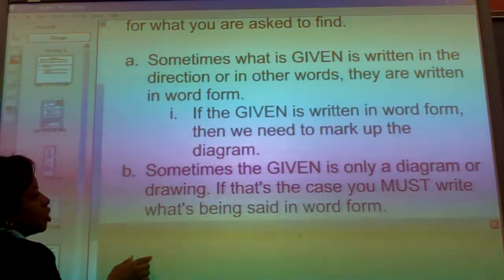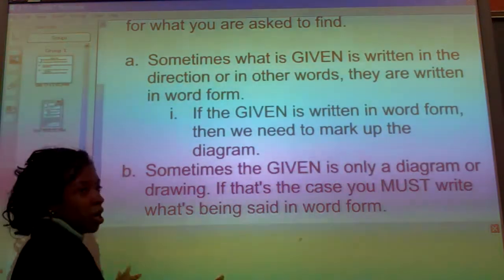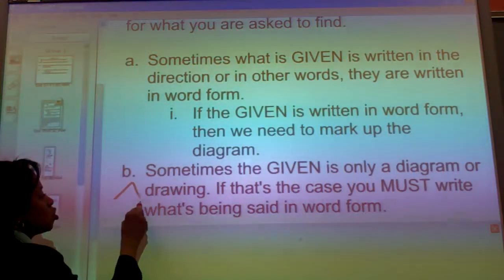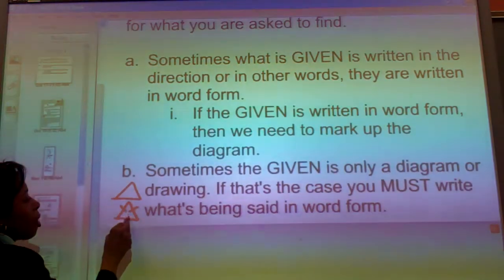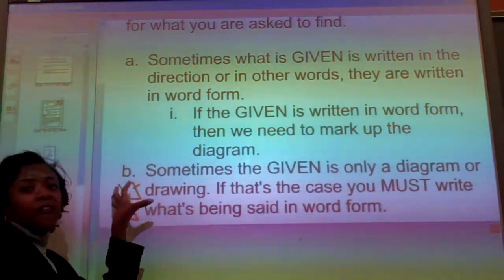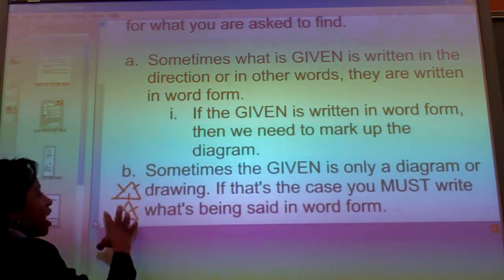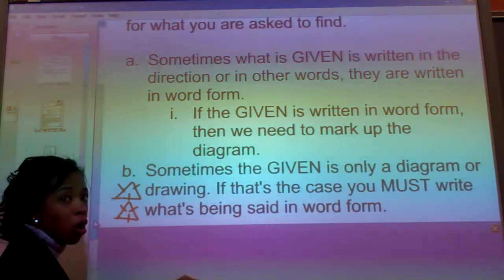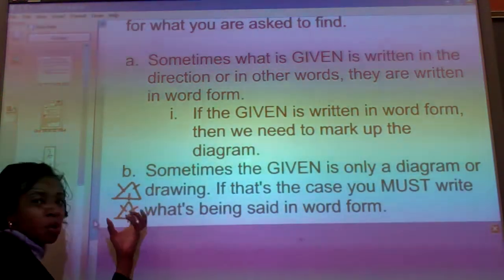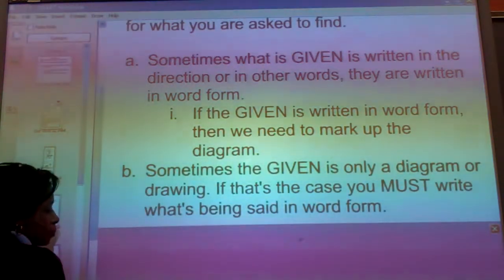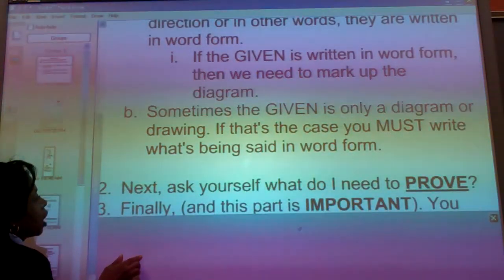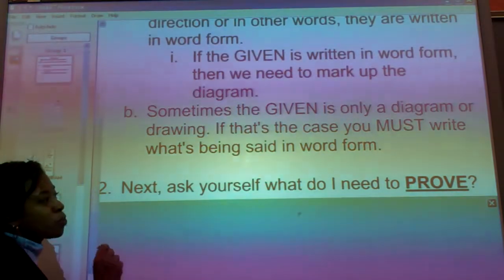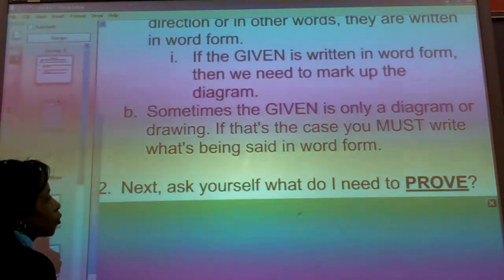Sometimes when you're given information, they don't put it in words. Sometimes they just give you the information. For example, they may say 2 congruent triangles, and they may mark the triangles up. If they do that, now what you want to do is take that information and write it in word form. So sometimes they put it in word form, you should draw a picture, and then sometimes they give you the picture and you should draw it and write it in word form. Number 2, step 2. Ask yourself, what are you being asked to prove? What's true? What do you need to prove?